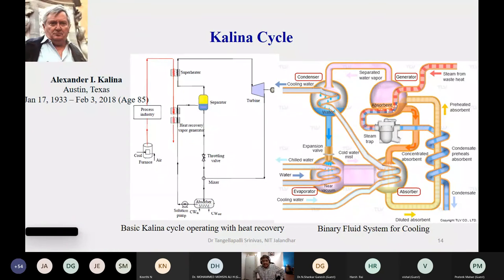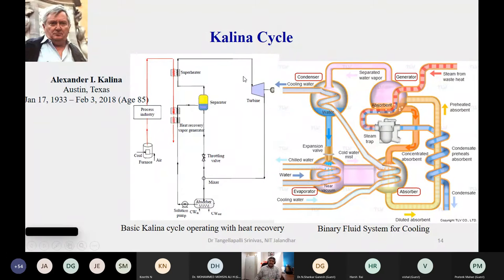Okay, next, the third technology, the binary fluid system. The binary fluid system can be used for option one, cooling only, and option two, power only. The right side is option one, and the line sketch is showing option two, power only. But there is one more option, three, power and cooling simultaneously. That presentation is different because I tightly focus only on power generation. Okay.